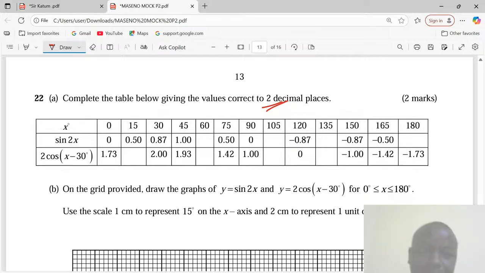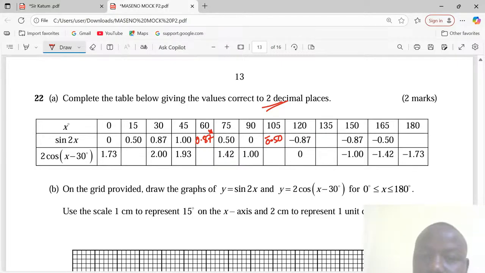We have x, then sine of 2x is given there. So sine of 2 times 0 is already 0 provided. Sine of 2 times 15 is given. Actually, the gap is only at 60. So sine 2 multiplied by 60, and that is 0.87. The next is at 105. So the sine of 2 times 105, this is going to be negative 0.5.